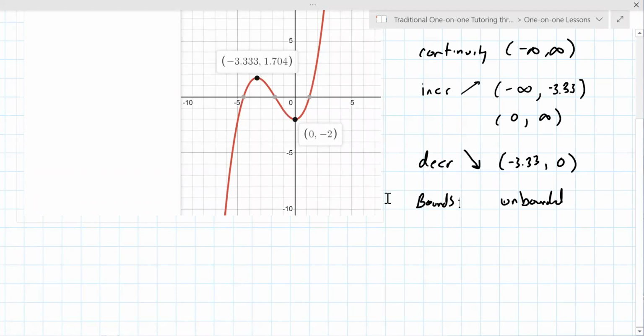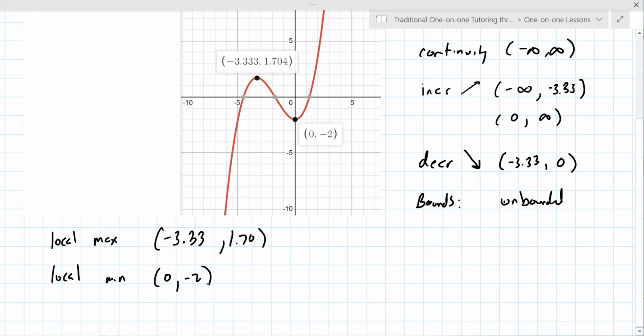So do you have any idea on that? So you just put the points. Well, local, it's called a local max. It's not the absolute max. The absolute max, there is no one, because it goes all the way up. Yes, it is that point. And then there's a local min, which is 0, comma minus 2.